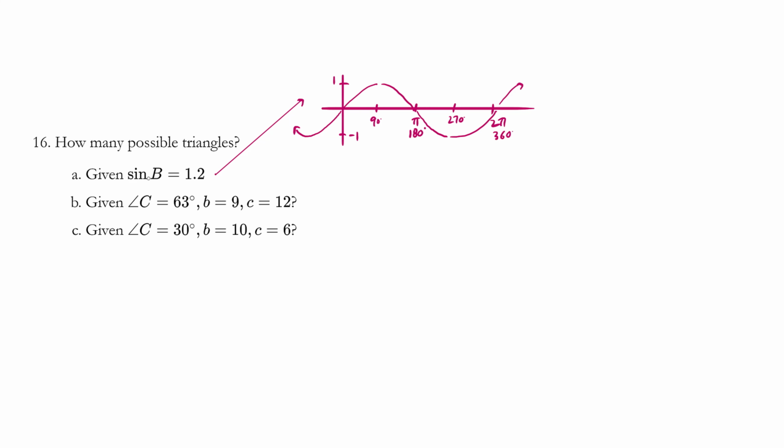So when you're saying that the function y equals sine b, or y equals sine x, or y equals sine theta, whatever the x value is, in this case it's b, we know that the maximum height is 1, not 1.2. So when you say y equals 1.2, that's this part here, there's no solution. It never hits. So there's no possible triangles.